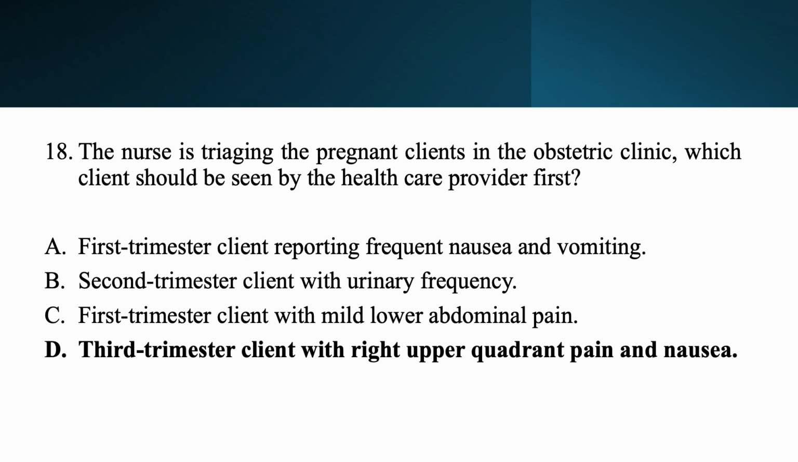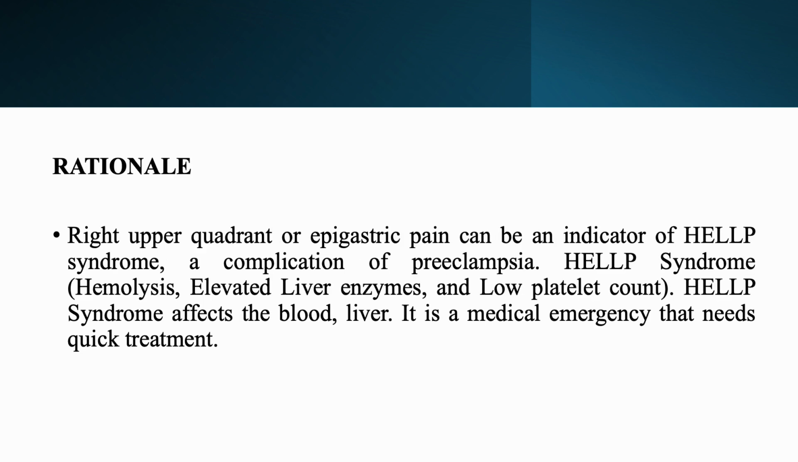Option D is the correct answer. Third trimester client with right upper quadrant pain and nausea. Right upper quadrant or epigastric pain can be an indicator of HELLP syndrome, a complication of preeclampsia. HELLP syndrome: hemolysis, elevated liver enzymes, and low platelet count. HELLP syndrome affects the blood and liver. It is a medical emergency that needs quick treatment.